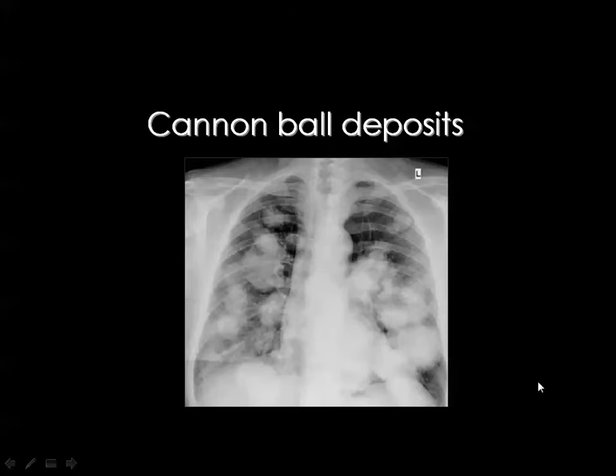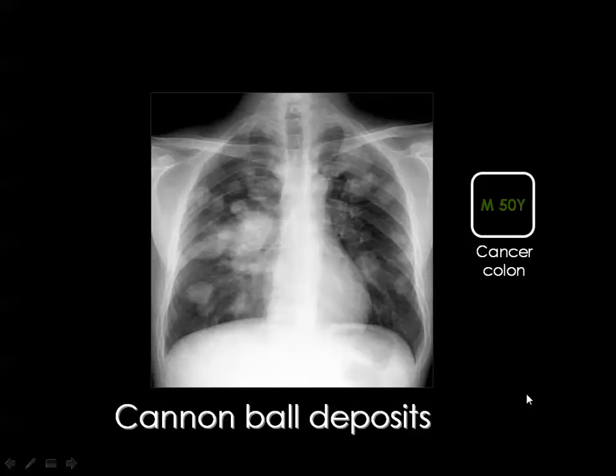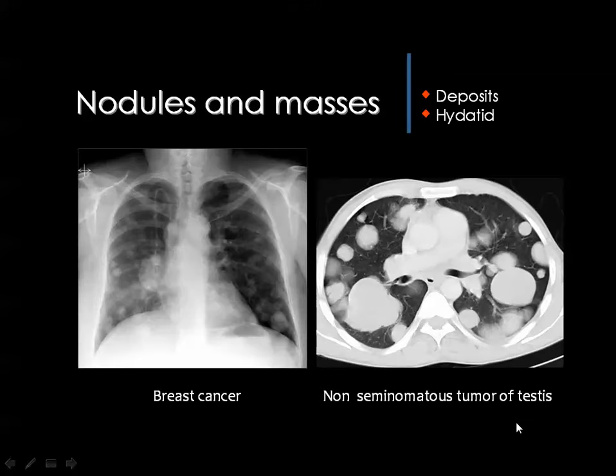And you confirm this by CT scan or by the known history of primary malignancy, like this male 50 years old with colonic cancer. And you see multiple masses and nodules in both lung fields, diagnostic of metastasis. And these are metastatic deposits in a patient with breast cancer, and these are metastatic deposits in a patient with non-seminomatous tumor of the testes.